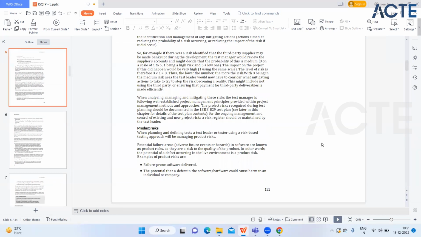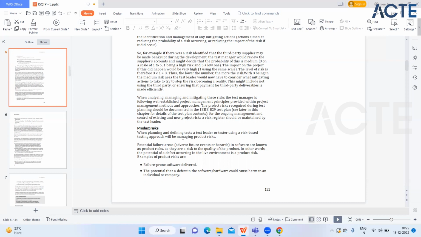like what you understand about risk, and how you are handling those situations. So you just have to understand it in your own way, whatever I am explaining to you, and provide the answer accordingly. Okay. Now we are seeing this product risk. When planning and defining tests, a test leader or tester using a risk-based testing approach will be managing product risk. Okay. When planning and defining tests, this is very important.